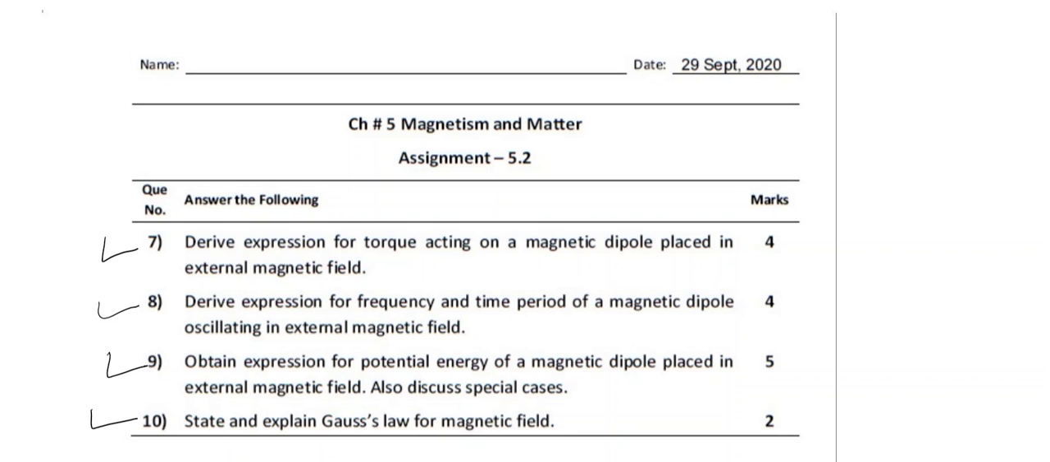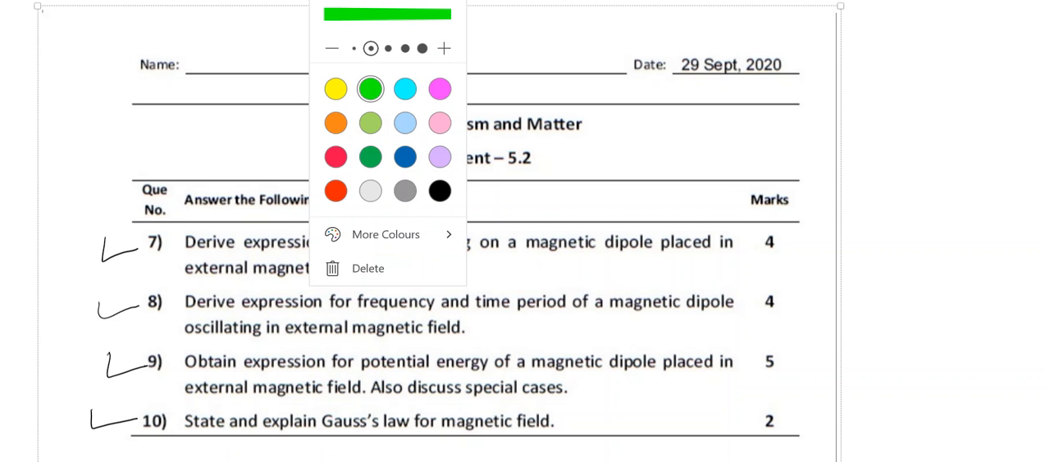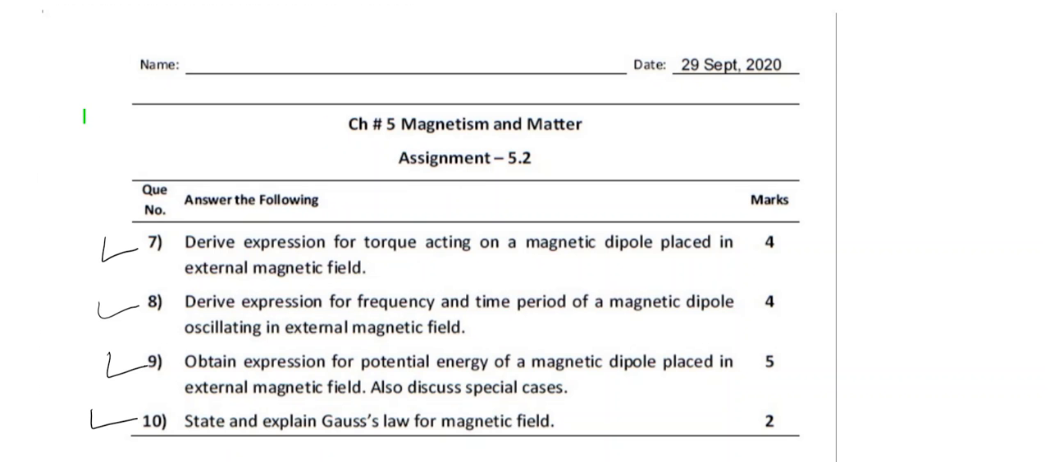Hello students, in the previous video we talked about torque acting on a magnetic dipole in a magnetic field and the frequency and time period of its oscillation. In this video we will address the last two questions of assignment 5.2, that is, potential energy of a magnetic dipole in an external magnetic field and Gauss's law for magnetic field. So let us start.